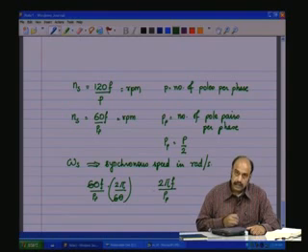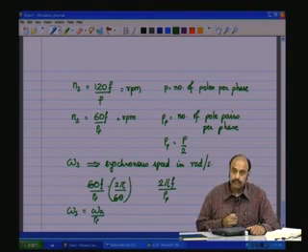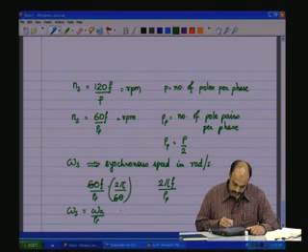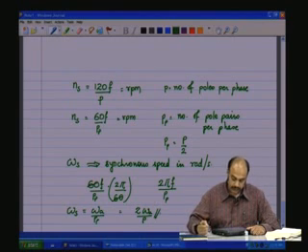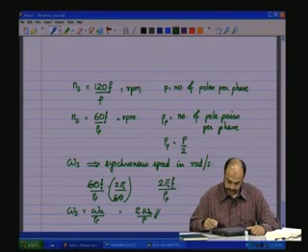And this is the applied frequency. So omega synchronous is equal to omega applied by PP. Or if you want to express it in terms of the number of poles, it is 2 omega applied by the number of poles. This is also something that you should know, how to express it in radian terms.